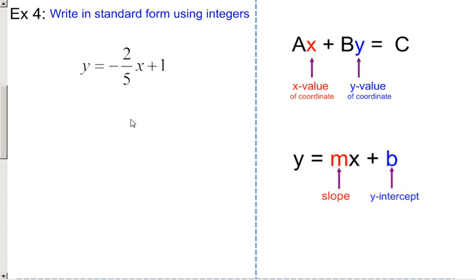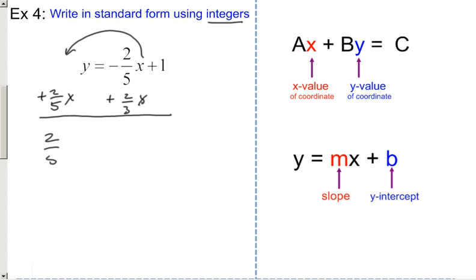And in order to do that, we need to get basically the x over onto this other side. And then it says using integers, so I need to turn everything into an integer. So let's start with the first things first. First we need to move this minus 2/5 x to the other side. So the way we do that is we add 2/5 x to both sides. And we get 2/5 x plus y equals 1.